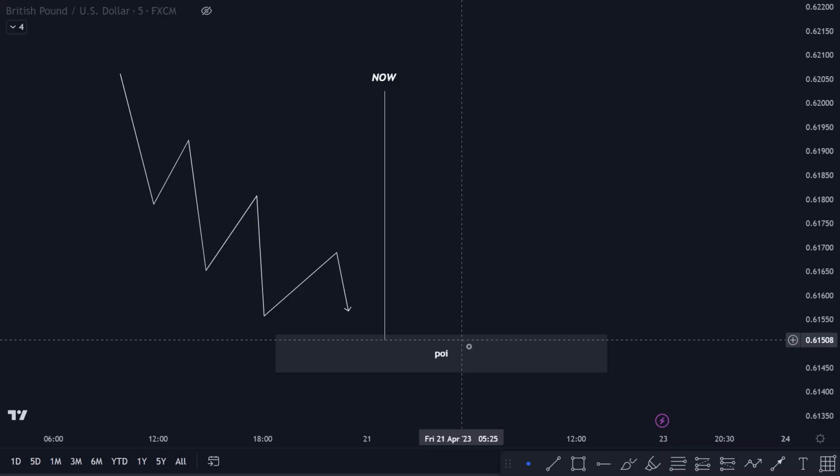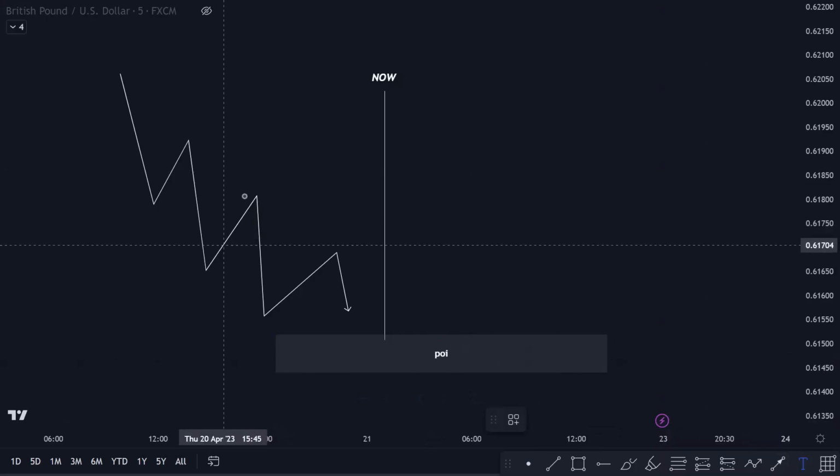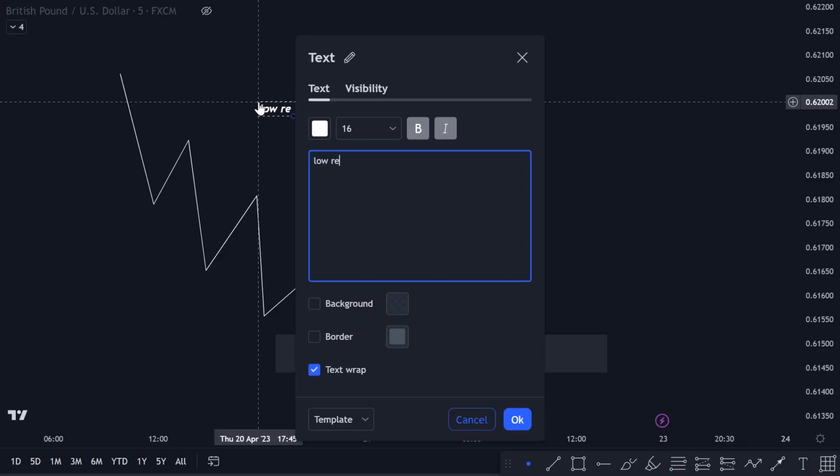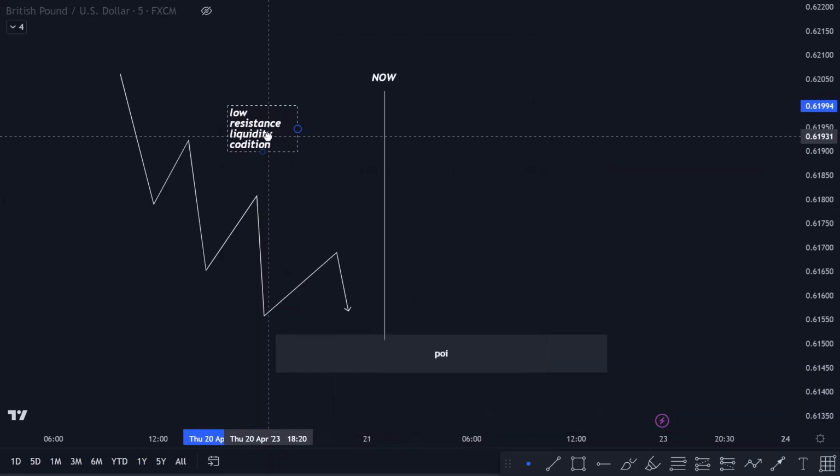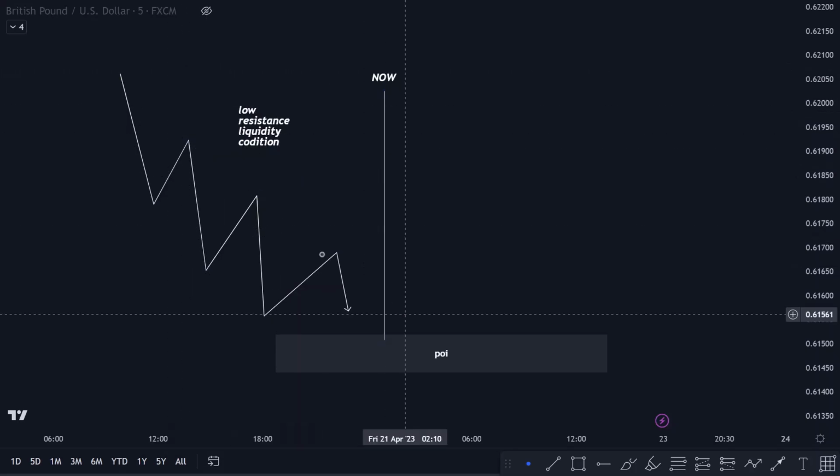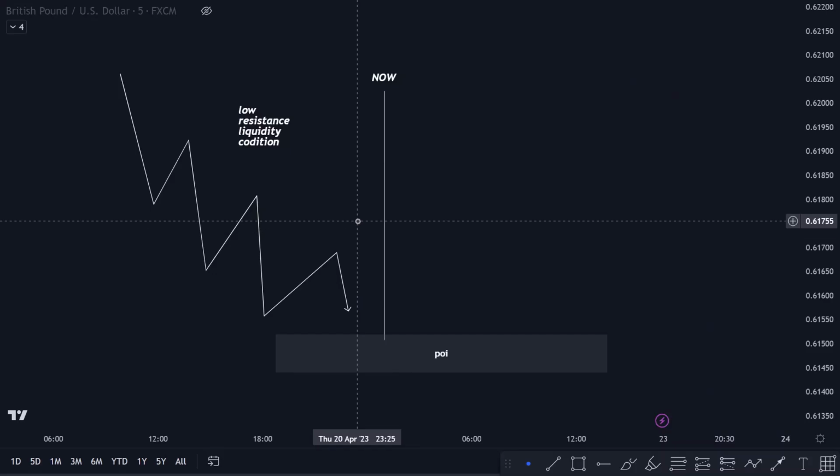What I want to see first is this. So now we have the low resistance liquidity condition here. That's before the current time. And this is going to be our target. Okay. So before, this is our target. We all know this. Now, price will come to the POI.